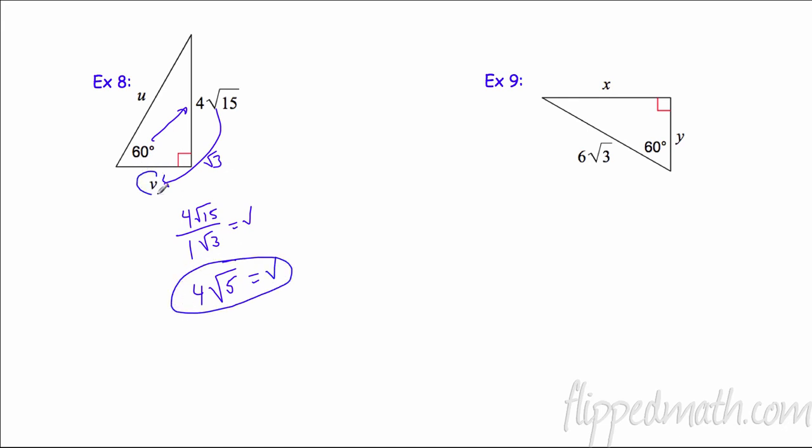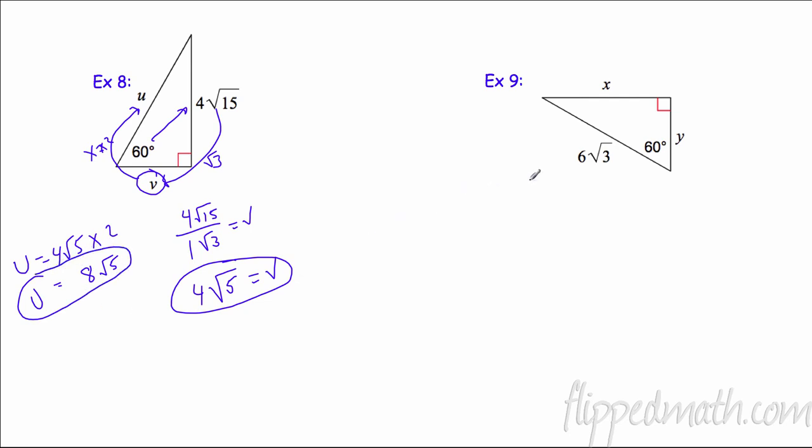To go from my short side to my big side, I have to multiply. And this is the ratio of 2. Multiply by 2. So u equals 4 radical 5 times 2. There's no radical on the 2, so the radical 5 remains unchanged, but 4 times 2, they're both outside, so that is 8. So u equals 8 radical 5.